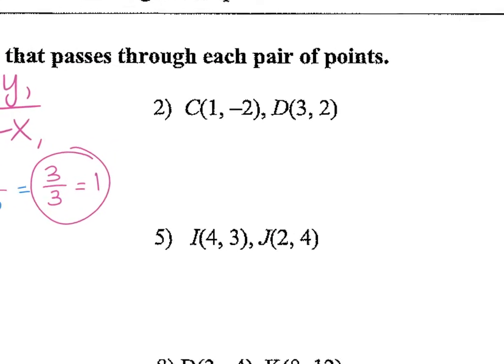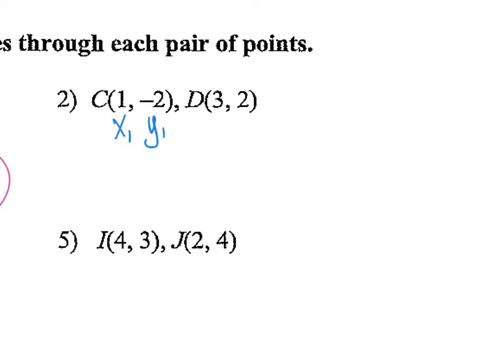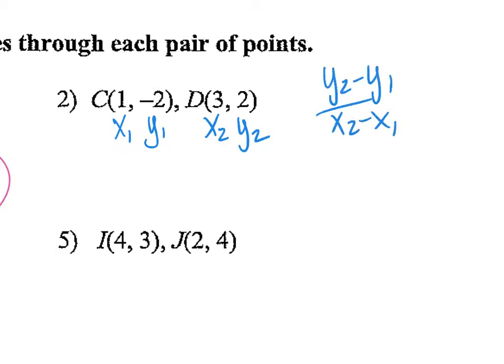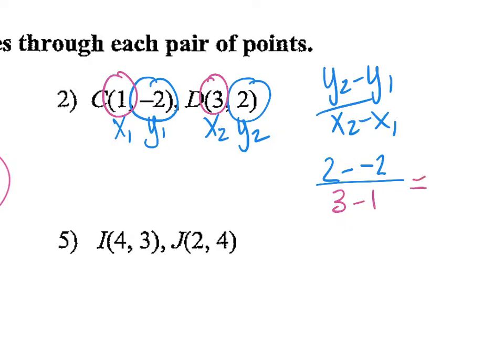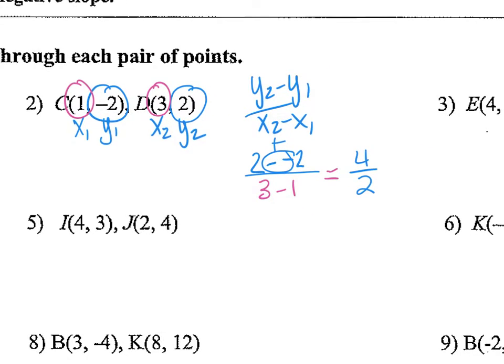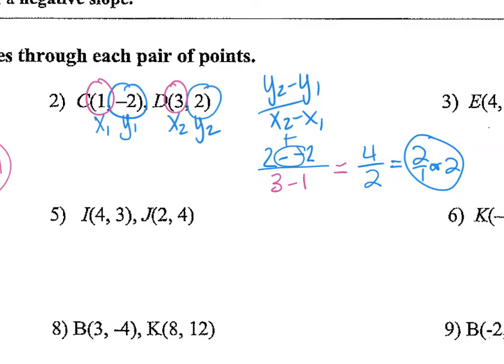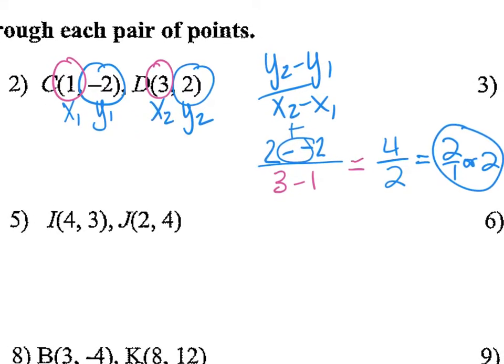Okay, so on number 2, same thing. I'm going to label my points, x1, y1, x2, y2. And for now, I'm going to write the formula down every time I do it just to make sure I'm putting it in the right spot. So y2 is 2 minus y1, which is negative 2. Then on the bottom, I've got x2, which is 3 minus x1. So 2 minus negative 2 is 4. 3 minus 1 is 2. 4 divided by 2 is 2.